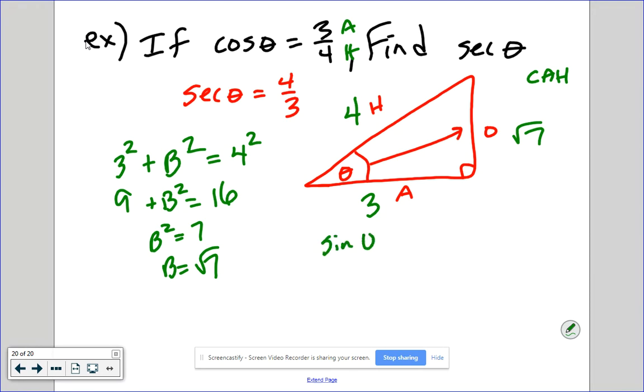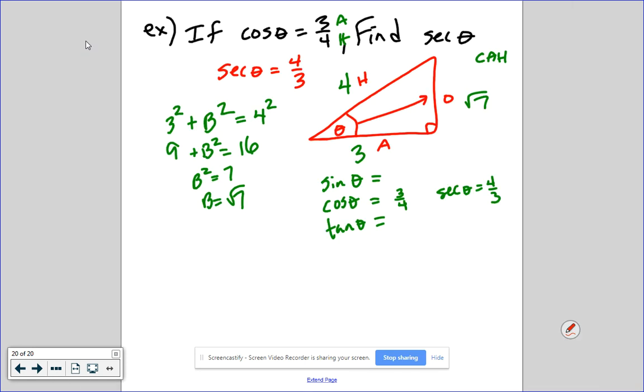So then, you already know cosine. Cosine we already know is 3/4, which then means secant is 4/3. That part's pretty easy. So sine would be square root of 7 over 4. If we're using SOHCAHTOA, sine is opposite over hypotenuse. Opposite side is square root of 7, hypotenuse is 4.